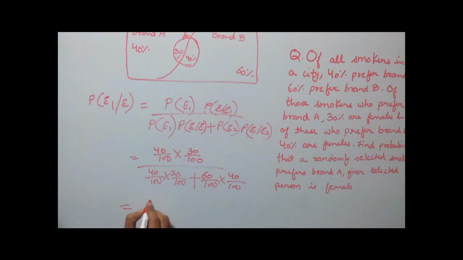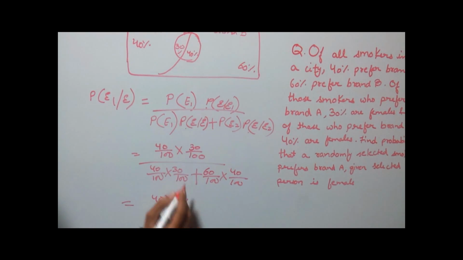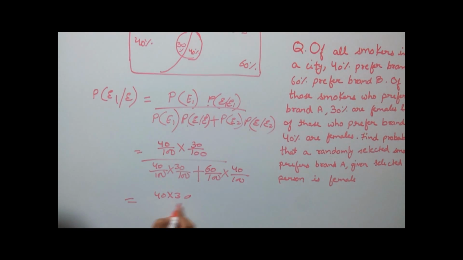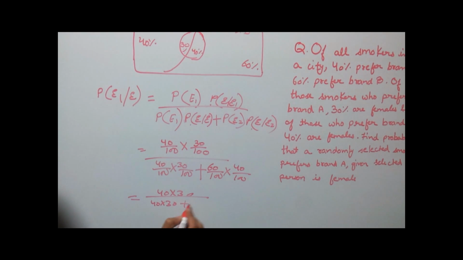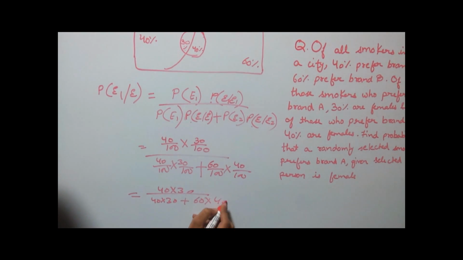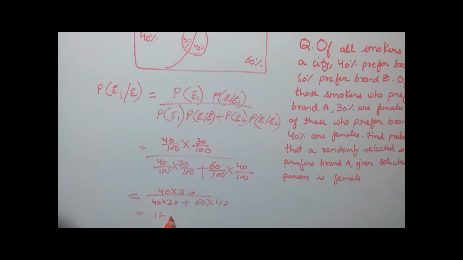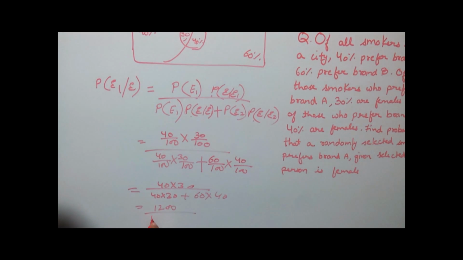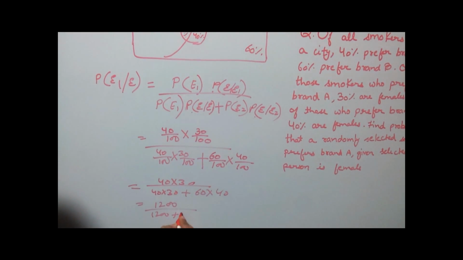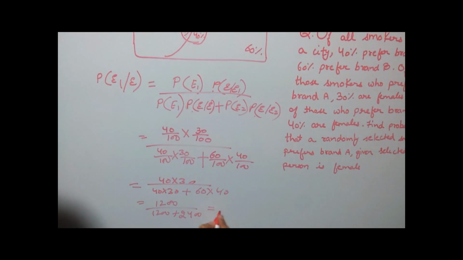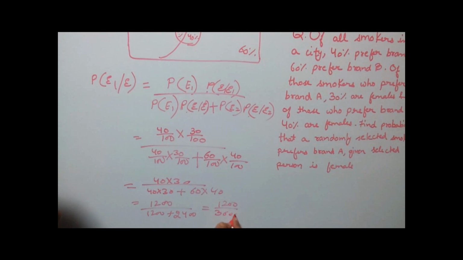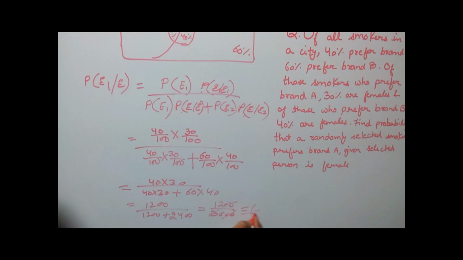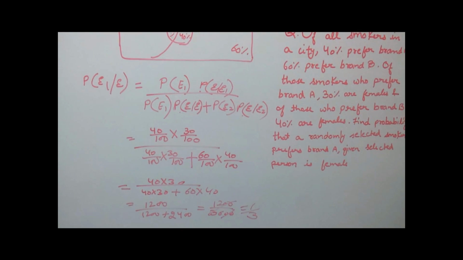Solving this, we cancel 100 from the numerator and denominator. We get 40 into 30 divided by 40 into 30 plus 60 into 40, which will be 1200 upon 1200 plus 2400, that is 1200 upon 3600, and we get 1 by 3 as the answer.